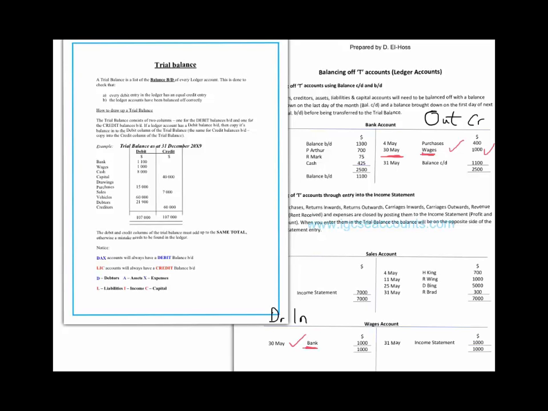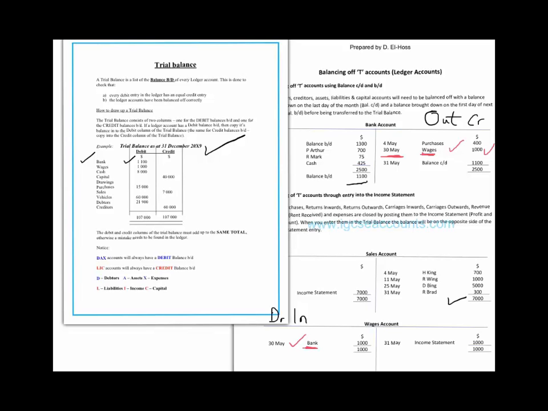The trial balance is a picture of all the assets, capital, liabilities, and drawings at a point in time, which is why the trial balance is as at the end of the financial year, in this case, the 31st of December. So the trial balance itself is simply a list of all the balances brought down. We can see the balance brought down in the bank account is 1,100, and we would simply write the title of the T account, which in this case is bank, and the balance brought down on the debit side of the trial balance.